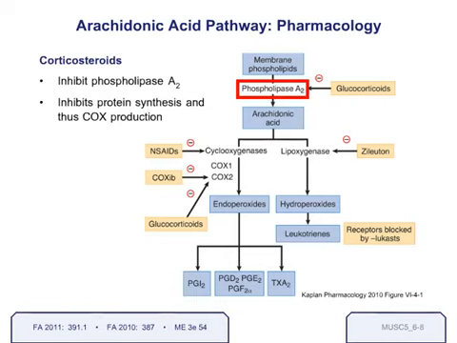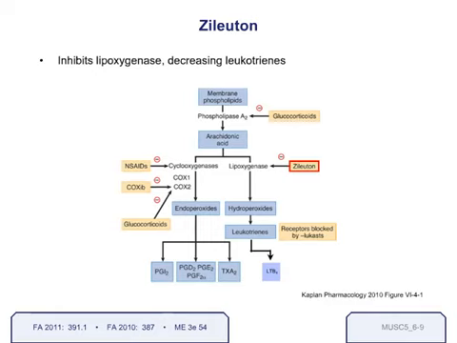So you get overall less COX enzyme production with corticosteroids. There's also a drug that blocks the enzyme lipoxygenase, and by blocking that enzyme, decreases all levels of leukotrienes. That drug is called Zileuton, Z-I-L-E-U-T-O-N, as I said, inhibits lipoxygenase and decreases levels of all leukotrienes.